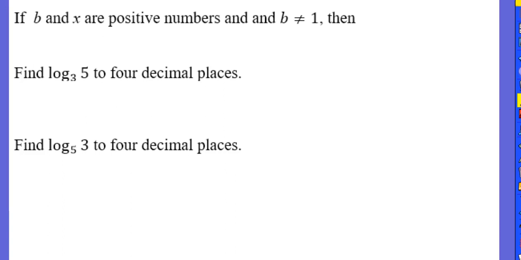All right, so now we're going to go to the easy part of the assignment, which you will be quizzed on next Monday. How to find the answer to the log of 5 base 3, or any log that's not a common log, like it's not a natural log or it's not a base 10 log.